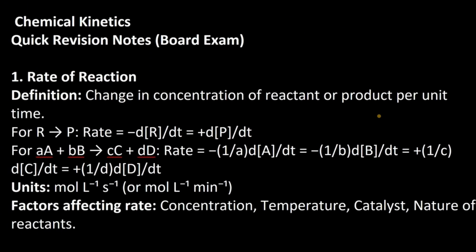Then chemical kinetics. In chemical kinetics, first of all, understand that the reactant is decreasing and the product is formed. So the reactant change is negative and the product change will be positive. And the things that affect the rate are concentration, temperature, catalyst, and nature of the reactant.